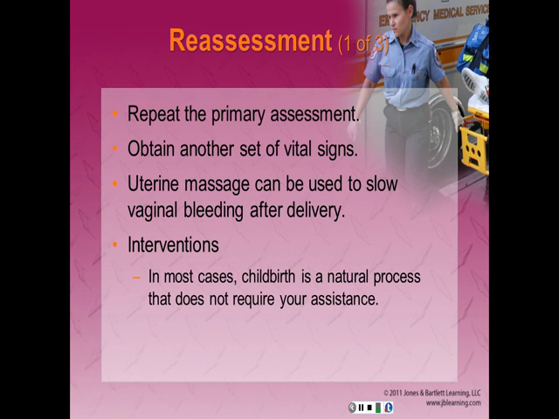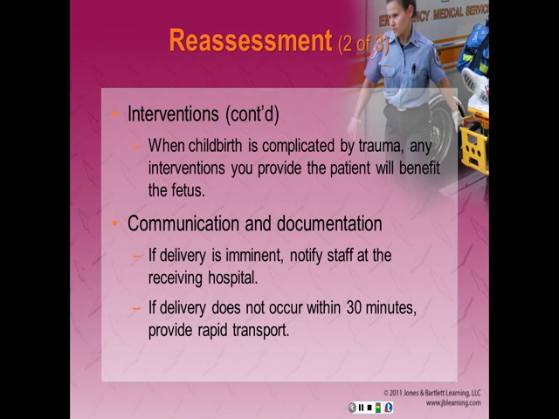Repeat your primary assessment with a focus on the patient's ABCs and vaginal bleeding, especially after delivery. Obtain another set of vital signs and compare with those obtained earlier. Recheck your interventions and treatment to see if they were effective, and remember uterine massage can be used to slow vaginal bleeding after delivery. In most cases, childbirth is a natural process that does not require your assistance. When childbirth is complicated by trauma or other conditions, any interventions you provide for the patient will benefit the fetus.